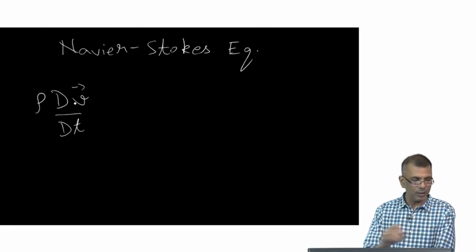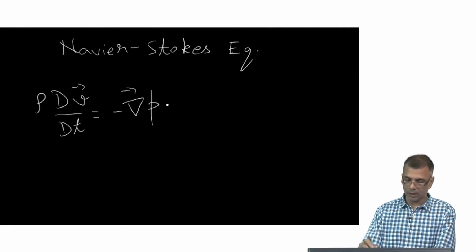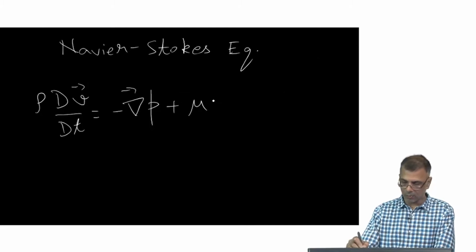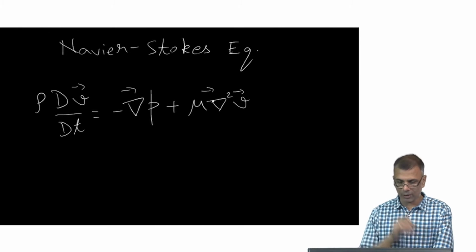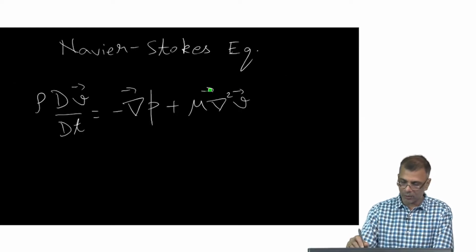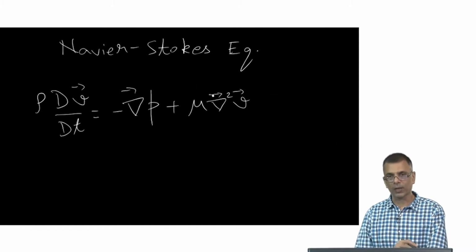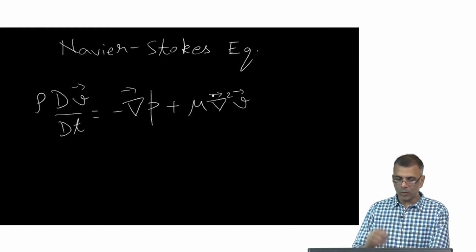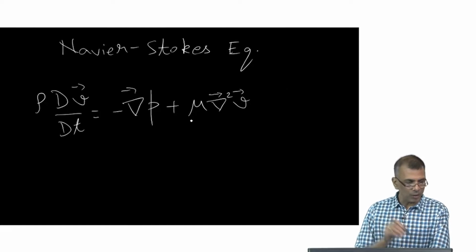So, in terms of the Lagrangian framework, the Navier-Stokes equation is simply rho times m a is equal to, and the forces are minus the gradient of pressure, right, plus mu times the vector Laplacian. I beg your pardon, I didn't write this very well, sorry. Yeah, this is a vector Laplacian. Now, the mu is the coefficient of dynamic viscosity.